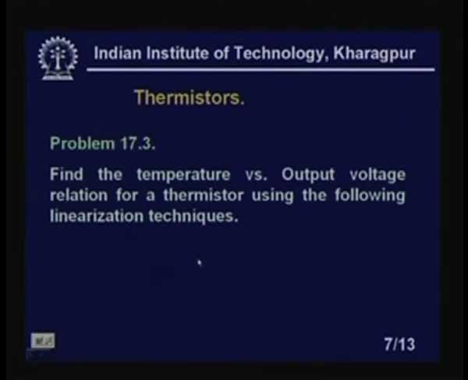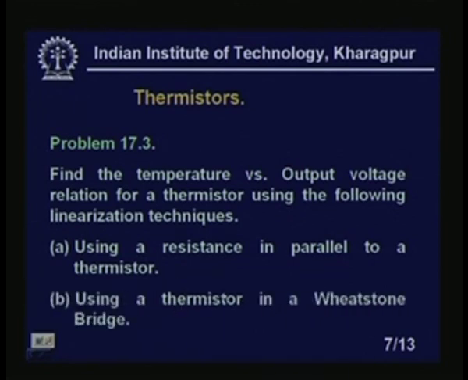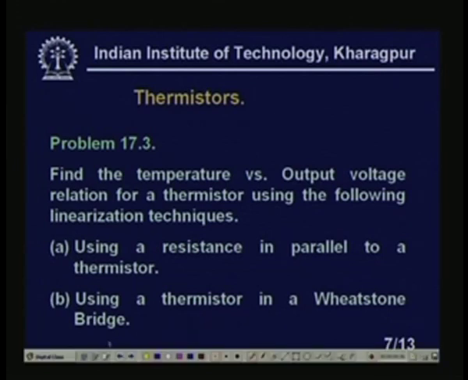It is telling that find the temperature versus output voltage relation for a thermistor using the following linearization techniques. Number A, using a resistance in parallel to a thermistor, and B, using a thermistor in a Wheatstone bridge, right. So, this is the thermistor with two different problems we are given. So, let us take a digital class, we will take a board, right. So, this is our problem.